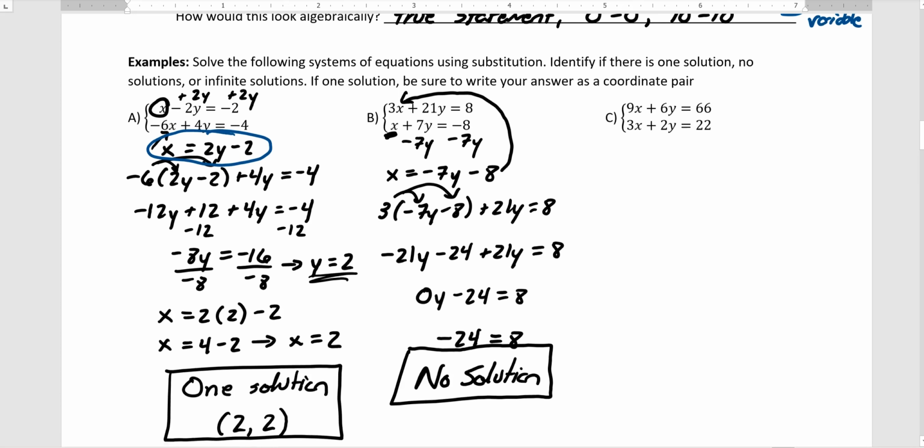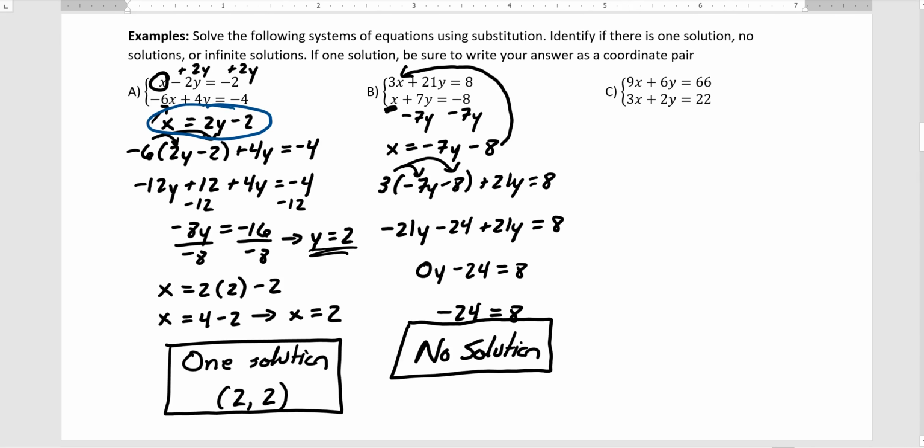All right. Looking at letter C now. 9x plus 6y equals 66. 3x plus 2y equals 22. Oh boy. Notice this one doesn't really have a variable that looks really easy to isolate. When that's the case, I normally recommend just working with the smallest number because they generally won't hurt you as bad. So with that being said, let's isolate this y here.